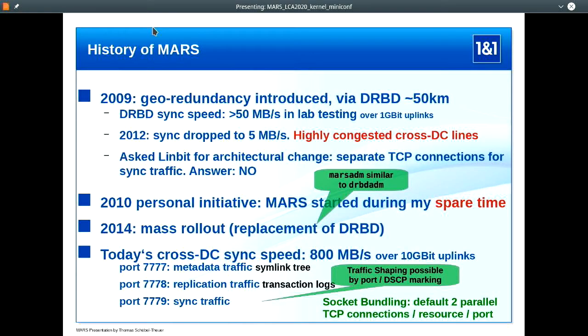The problem is that DRBD has 1 TCP connection per resource. So over this TCP connection, you have 3 types of traffic. Mars has a solution for it. It has separate ports and separate connection for each of these traffic types. Here below, the metadata traffic. In Mars, it's a symlink tree. In DRBD, you need some state exchange about the finite automaton state of DRBD. Then you have the ordinary replication traffic, also in DRBD. And of course, you have the sync traffic, if you want to migrate the data and so on.